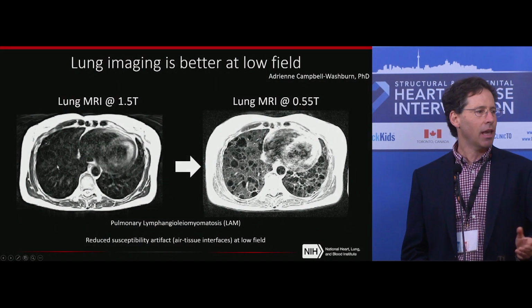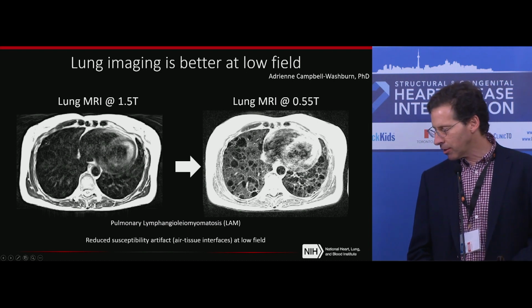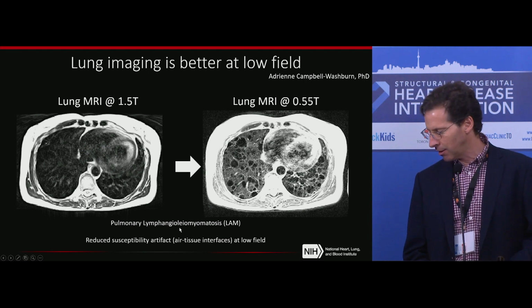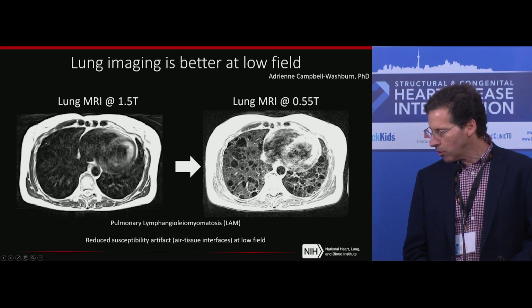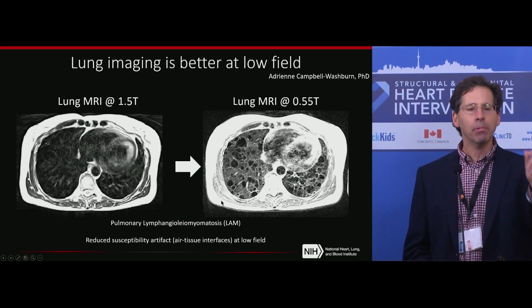At high field, the air-tissue interface destroys images, so-called susceptibility artifact. Look at this image of the lung at low field, at high field, and look at the same image of the lung at low field. Admittedly, this is a patient with a classic NIH disease, lymphangioleiomyomatosis. But look at the pathology here, and look at the cost of taking repeated functional imaging.